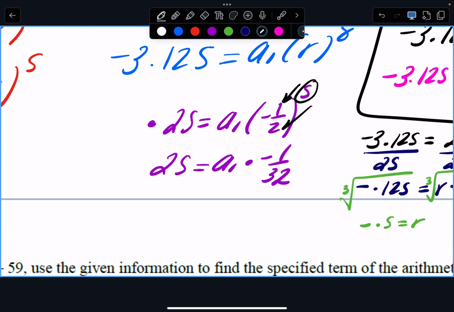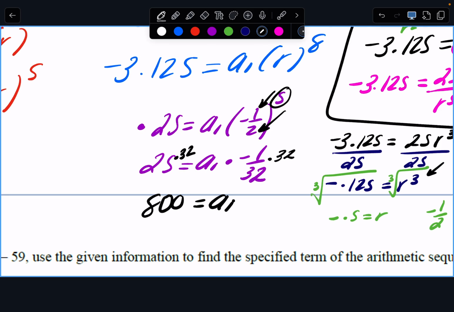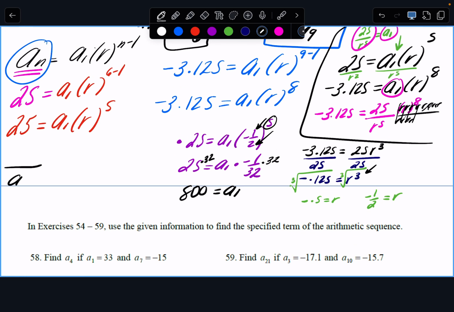Negative 1 to the 5th power is negative 1. 2 to the 5th is 32. Do you guys see how I'm getting 1 over 32? Well, then times by 32 to both sides. 25 times 32 is 800. 800 is a sub 1. So now we can write out the first 5 terms.